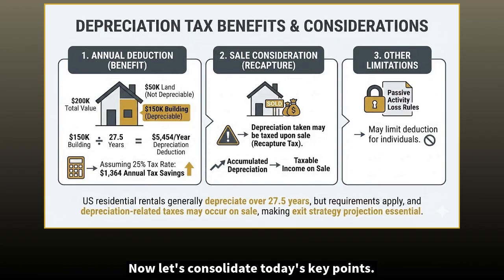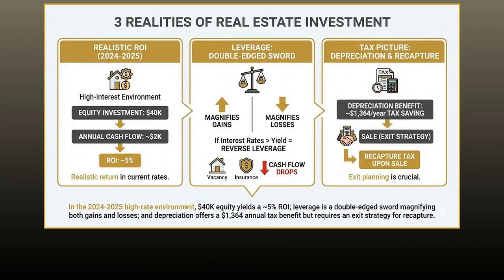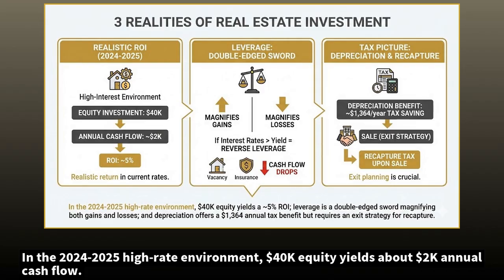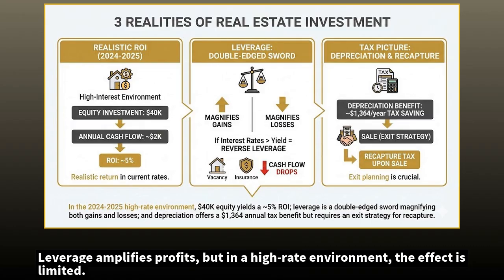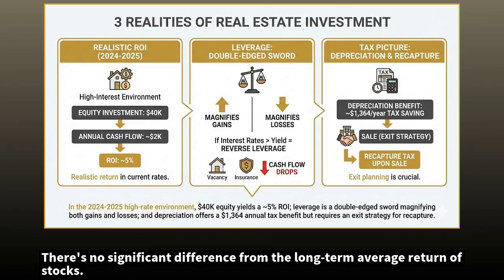Now let's consolidate today's key points. Here's the summary. First, realistic ROI. In the 2024-2025 high-rate environment, $40,000 equity yields about $2,000 annual cash flow. ROI of about 5%. Leverage amplifies profits, but in a high-rate environment, the effect is limited.